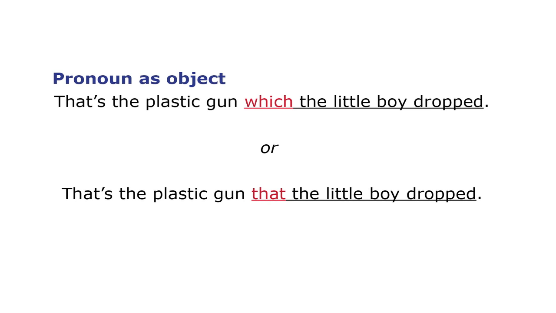The relative pronoun which is the object in the adjective clause in this sentence. That's the plastic gun which the little boy dropped. The object pronoun refers to gun in the main clause. You can also use the relative pronoun that here. That's the plastic gun that the little boy dropped.